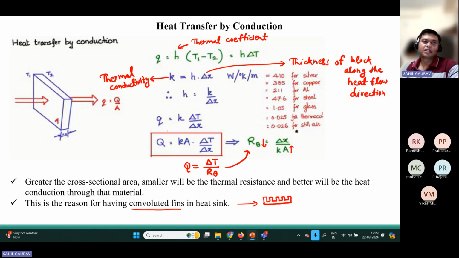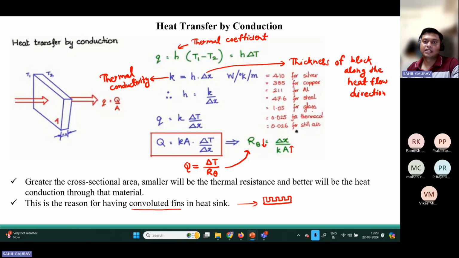So these terms are very important. We will see some problems also. And now we see the thermal conductivity for some metals or some media. For silver it has the highest value, 410, then for copper 385, for aluminum 211, for steel 47.6, for glass 1.05, for thermocol 0.025, and for air 0.026. So these are good thermal insulators. Those values are very low.